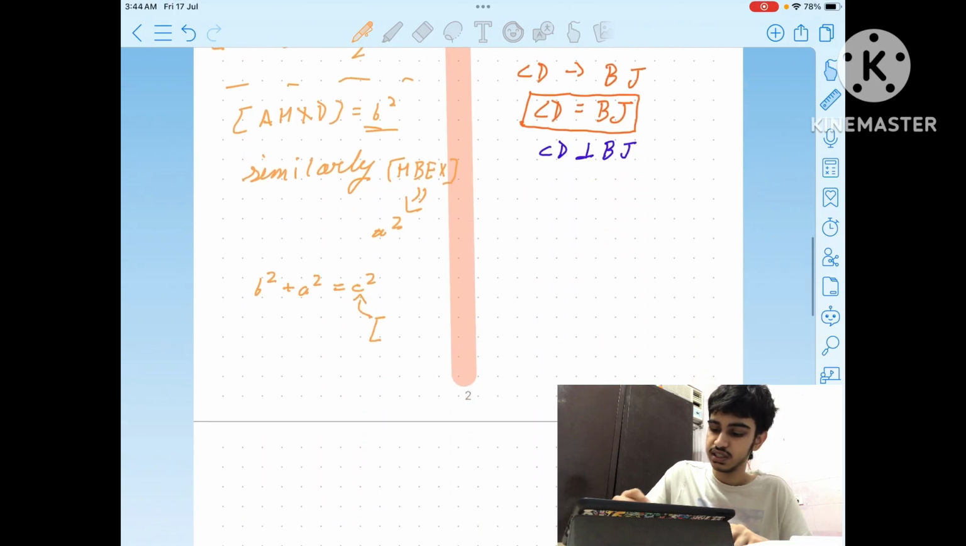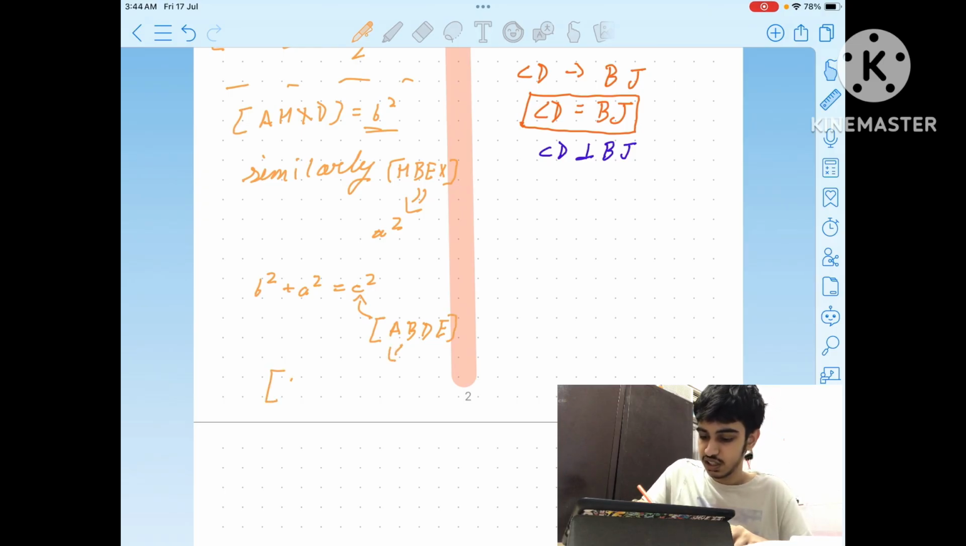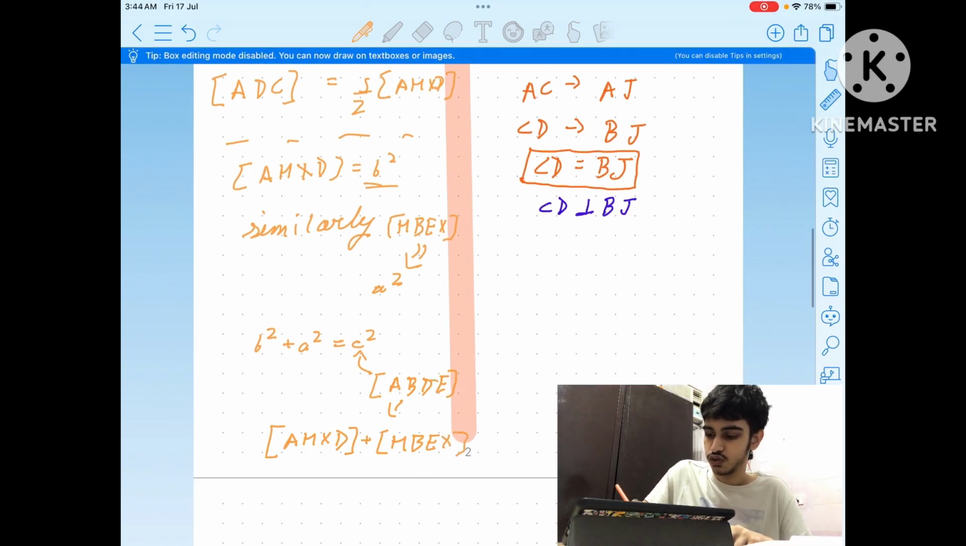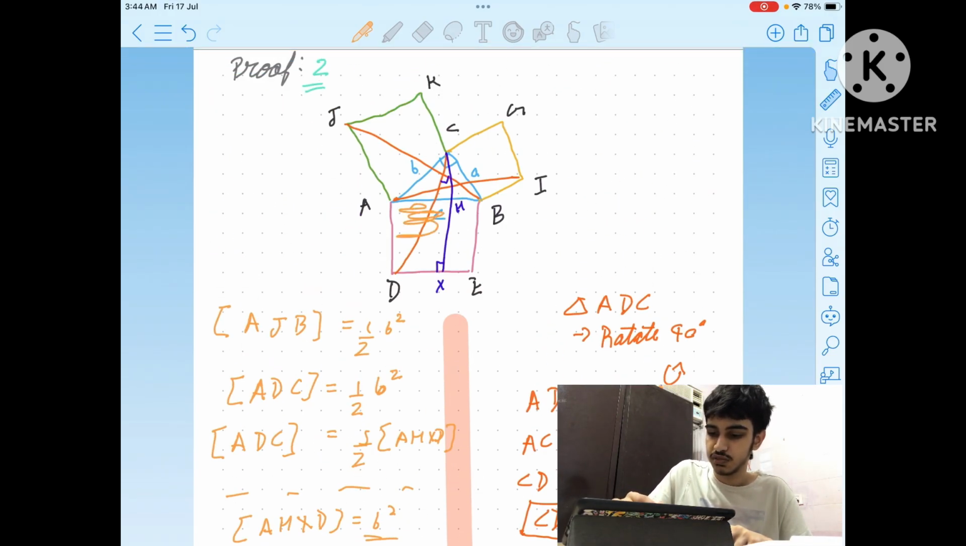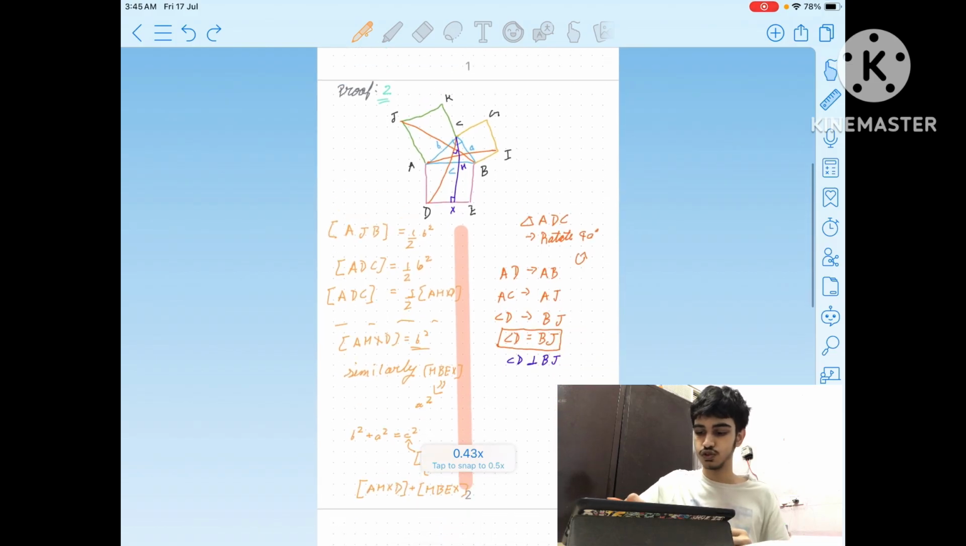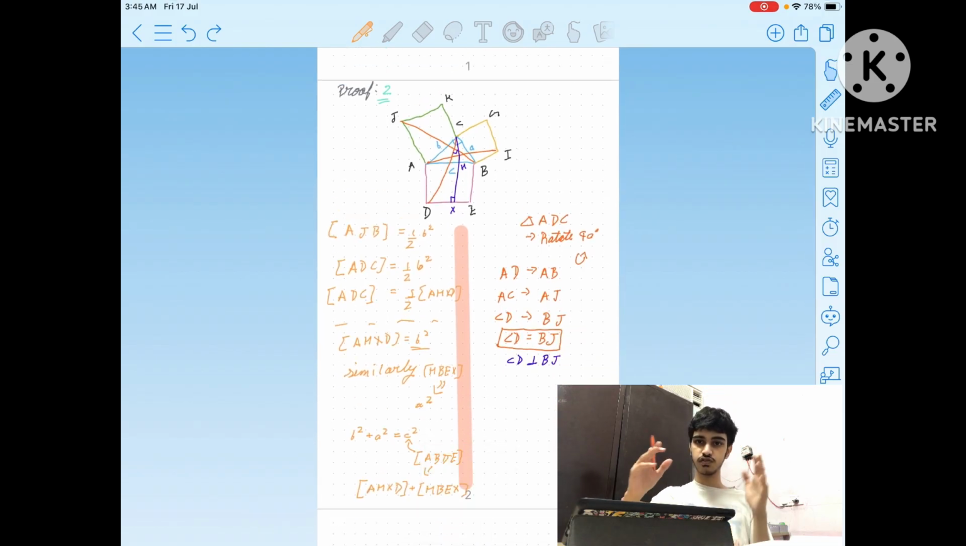and here C square signifies the area of the square ABED, which is nothing else than the area of AHXB plus the area of HXEB. You could simply see this. Let me just make it simple: the area of this square plus this square equals the area of this big square. I think you hopefully understand the solution. Let me just broaden it. So these were the two solutions of the Pythagoras theorem.